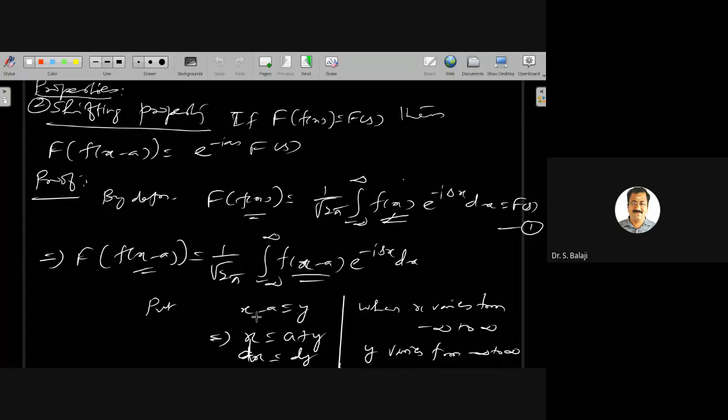Put x minus a equal to y, then x is equal to a plus y, then dx is equal to dy. We are converting x to y only. When x varies from minus infinity to infinity, y also varies from minus infinity to infinity. Now substitute x minus a equal to y: f of y, and e power minus isx, x can be written as a plus y.